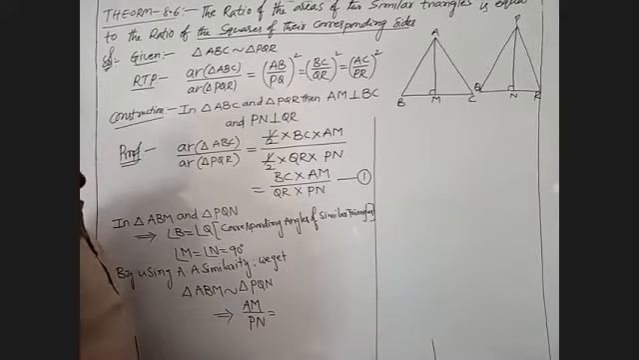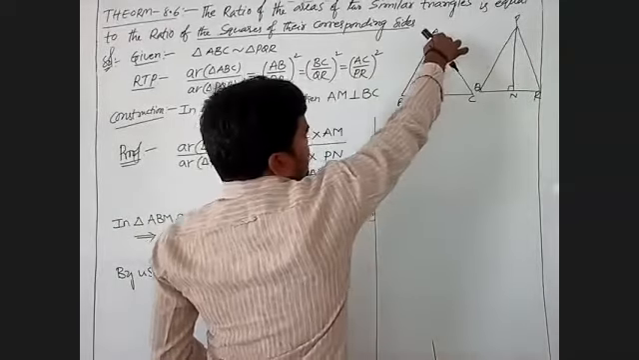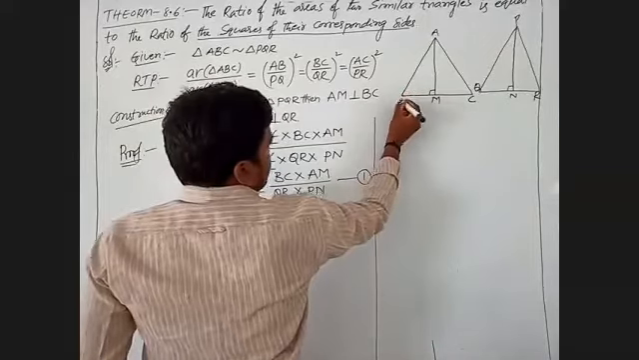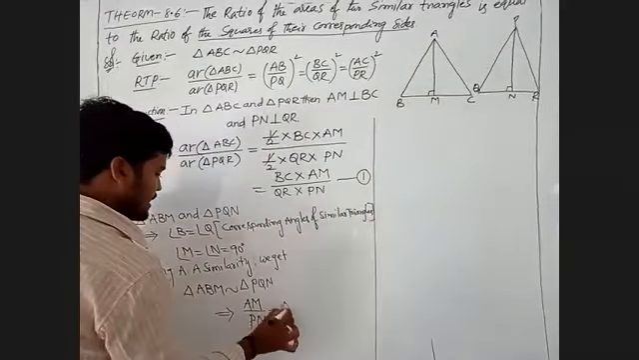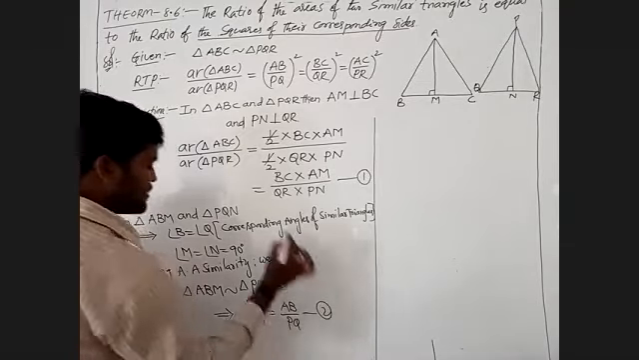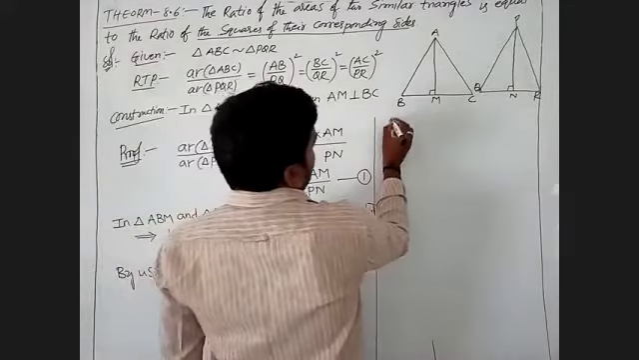Their corresponding sides we will write: AM by PN must be equal to AB by PQ. This is my equation number 2. Now I am going to use the other part of the problem.